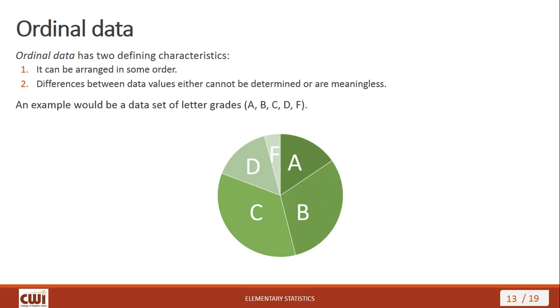Here's a good example of ordinal data, or ordinal level of measurement: a set of letter grades. So A, B, C, D's, and F's. So you've got a list of students, and the data set consists of their letter grades. Well, they can be arranged in some order. There's obviously some order to this. You can arrange it alphabetically, A, B, C, D, F. So there's some order that you could use to find the possible data values. But the differences between data values are something that you can't determine in this case.